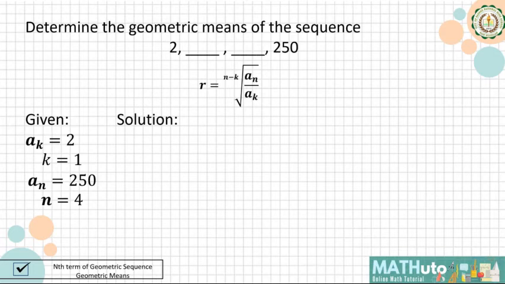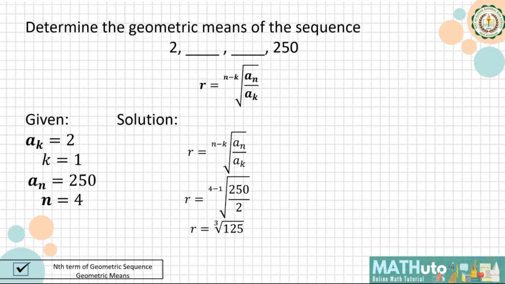Using now our formula, let us identify and substitute the given. r now will be equal to the (4 minus 1)th root of 250 over 2. Divide the terms we have here. r is equal to the cube root of 125, and the cube root of 125 is equal to 5. Meaning, the common ratio of the sequence is 5.